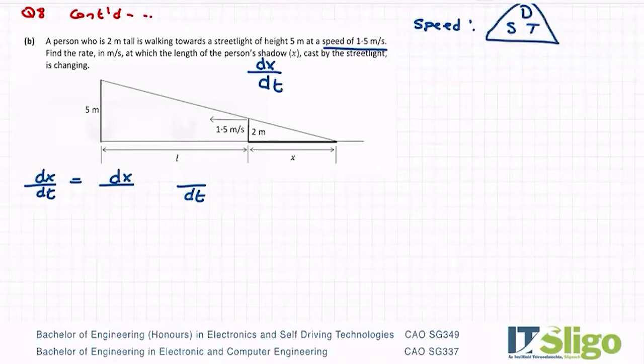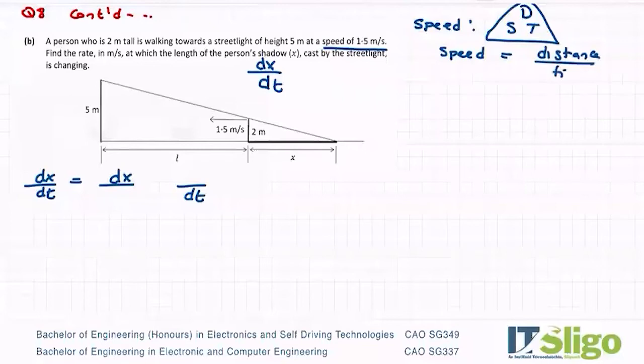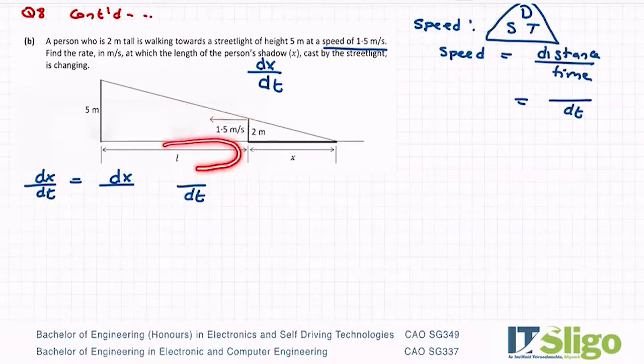So distance, speed, and time. Speed would be equal to distance over time. So if something is changing at a speed, on the bottom I have a dt, and at the top I have the rate of change of distance. A person who is 2 meters tall is walking towards a street light at a speed, so the distance that's changing is this distance L. So I think it's dL/dt, and a dL/dt would go in here.